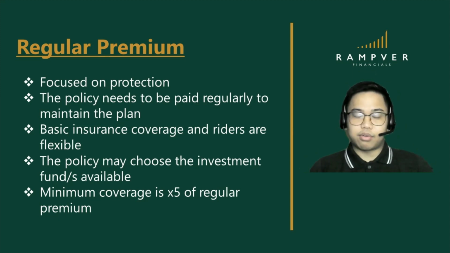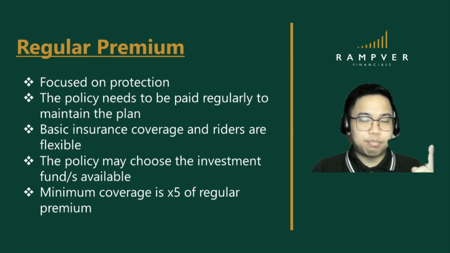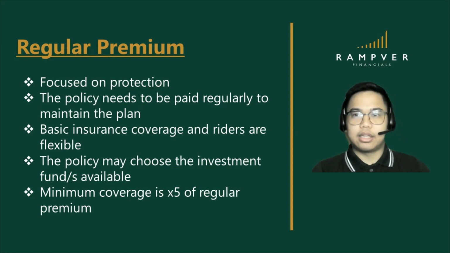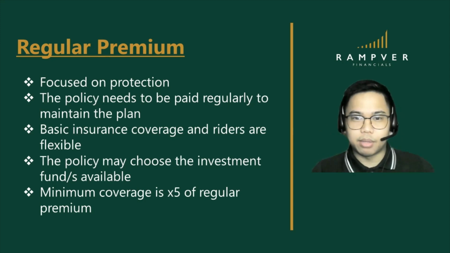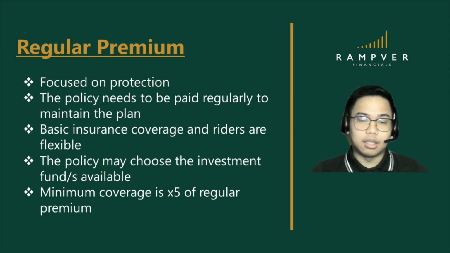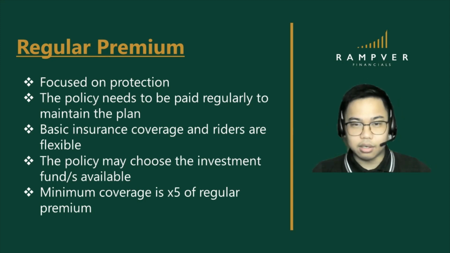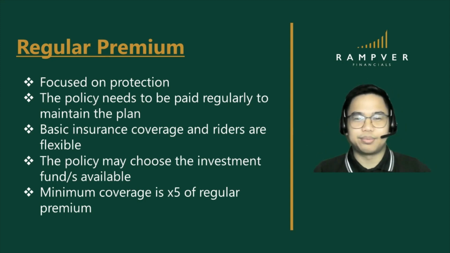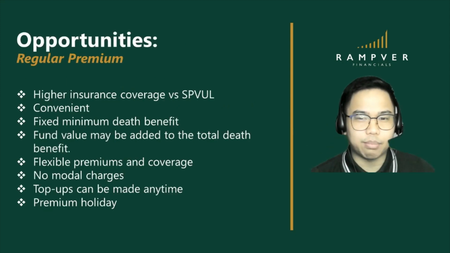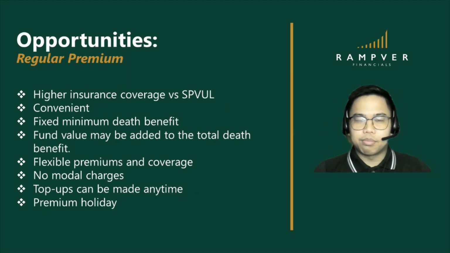Okay? Now, in terms of coverage, kung kanina sa single premium, ang minimum death benefit is 125% or 25% of the premium or the single pay premium. Dito naman po sa regular premium, ang minimum death benefit mo would always be times 5 of your regular premium. So, ibig sabihin po kung ikaw ay nagbabayad ng 20,000 every year, ang minimum coverage mo should be at least 100,000 pesos po. Ano naman yung mga opportunities natin na pwede makuha when getting a regular pay VUL?